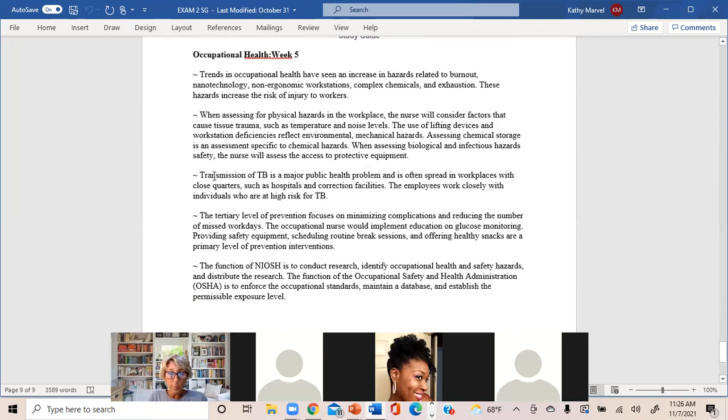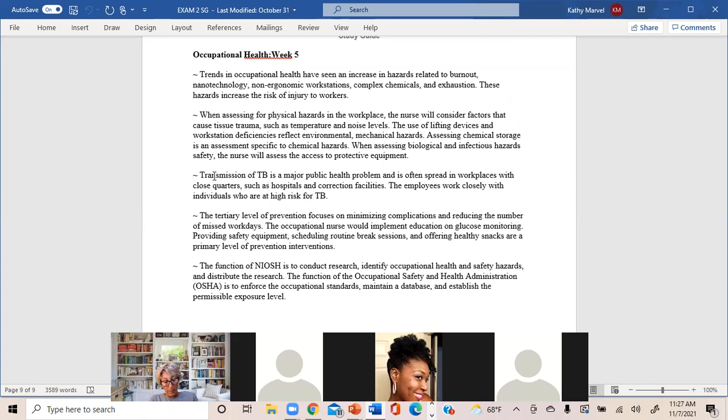Okay, so we know that trends in occupational health have seen a major increase in hazards related to, and here's a list of some trends that have caused increase in hazards: burnout, nanotechnology, non-ergonomic workstations, complex chemicals, exhaustion, right? We know that all these hazards are increasing the risk of injury to workers.